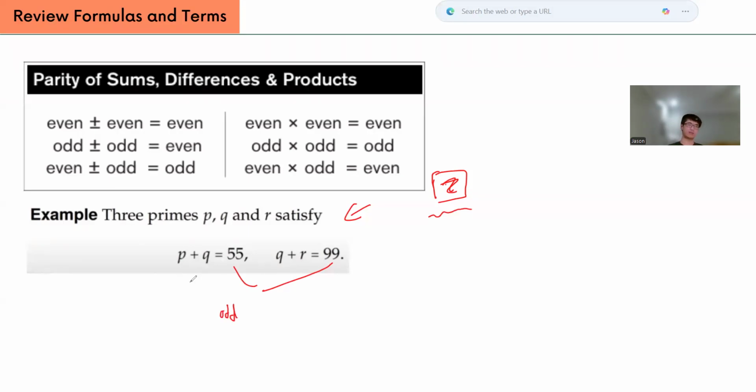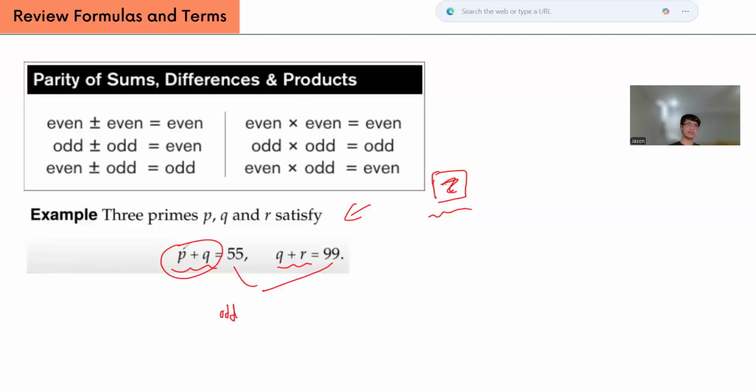We need an even number and an odd number, right? But we're given that all three of these are going to be primes, which means that one of P and Q has to be even, and the other one has to be odd, and one of Q and R is even, and the other one is odd, right? So now we just have to check, right?